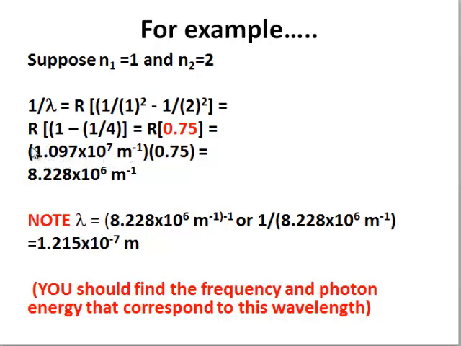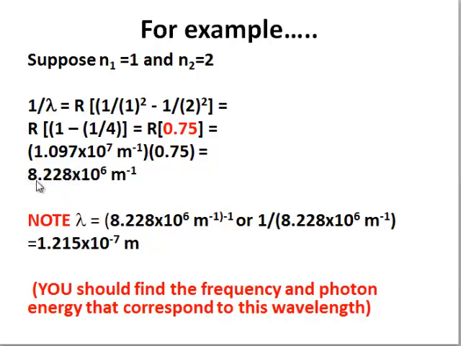And then I insert the value for R, 1.097 times 10 to the 7 reciprocal meters, times 0.75, and I get 8.228 times 10 to the 6 reciprocal meters. Now I've highlighted this 0.75 in red because this 1, this 2, this 1, this 1/4, and therefore this 0.75 are all exact numbers. And my solution has 4 significant figures.